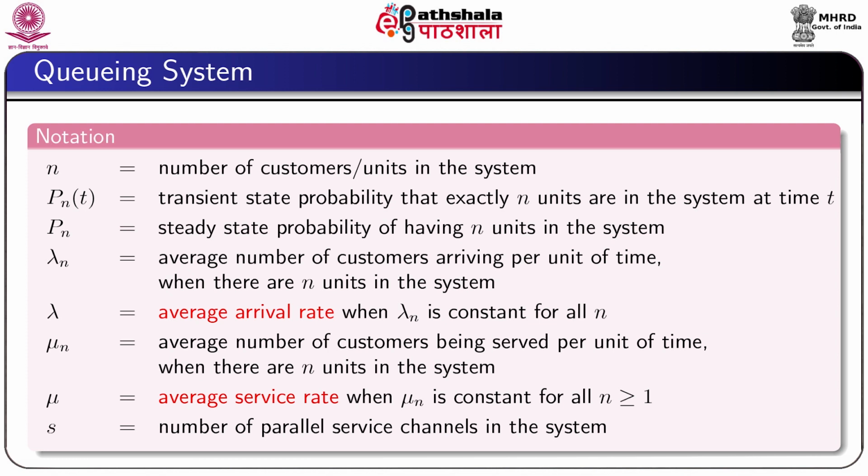Lambda, we denote by the average arrival rate when lambda_n is constant for all n. Mu_n is the average number of customers being served per unit of time when there are n units in the system. Mu is the average service rate when mu_n is constant for all n greater than or equal to 1. S is the number of parallel service channels or service stations in the system.